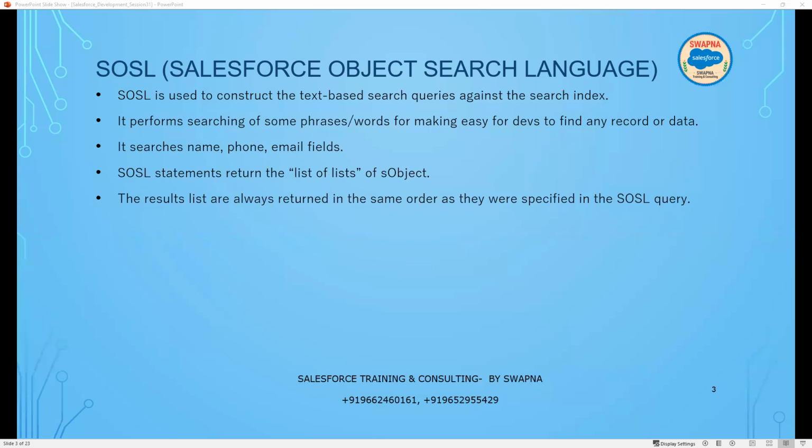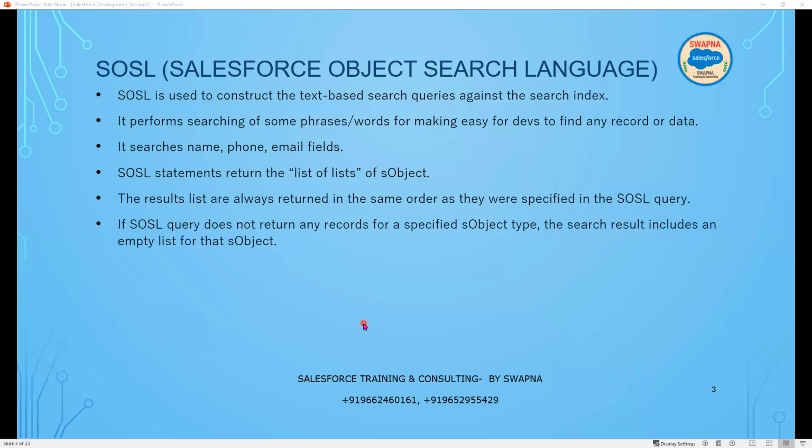So the SOSL query does not return any records for the specific type. It is going to give you the list of the information for the different objects. Right? Take a note of it. Then we will see one of the examples, how to write a SOSL in the query editor and then how to write a SOSL in the Apex. Take a note of it.